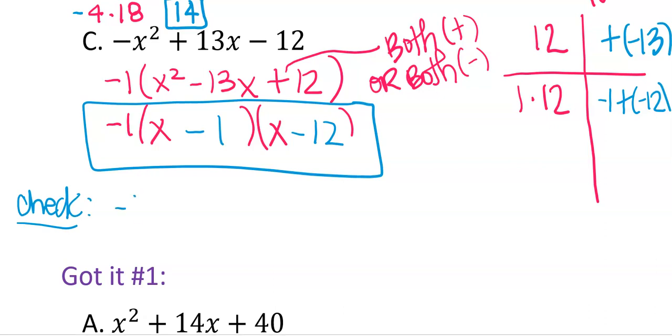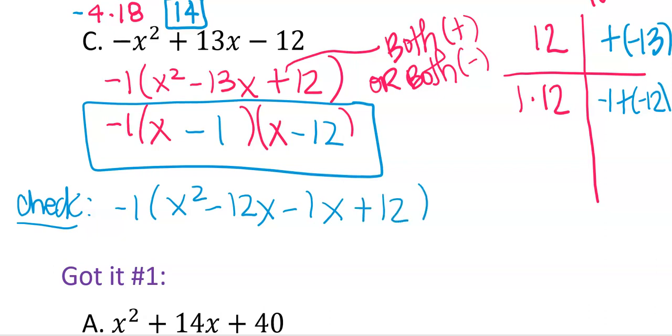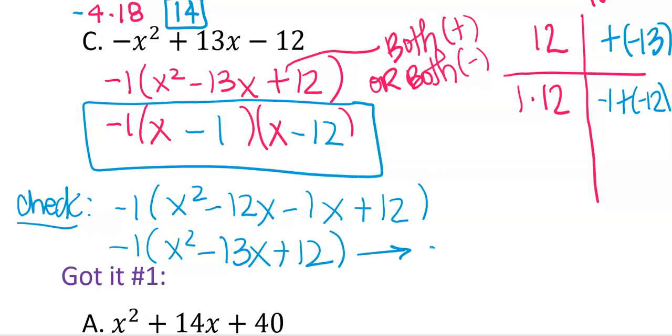Easy to FOIL. So negative 1, and then I'm going to do first terms. X times x is x squared. X times negative 12 would be negative 12x. Negative 1 times x would be negative 1x. Negative 1 times negative 12 would be positive 12. So x squared minus 13x plus 12. Multiply the negative back through.